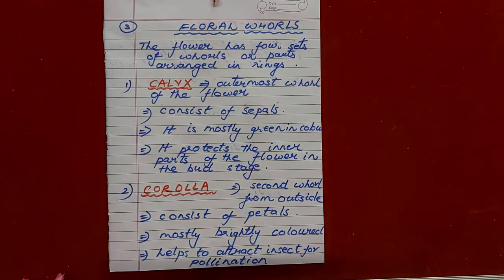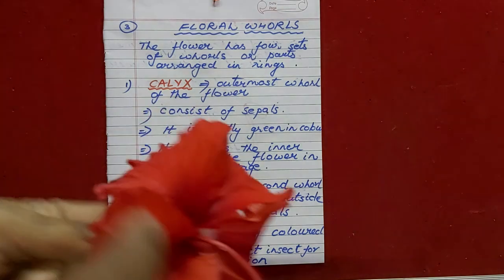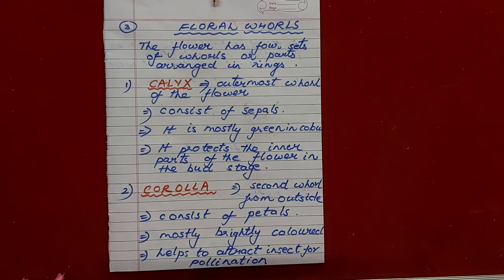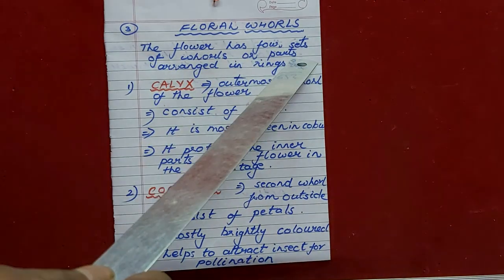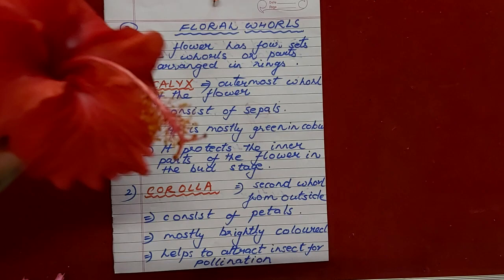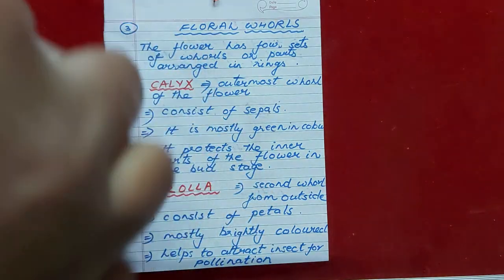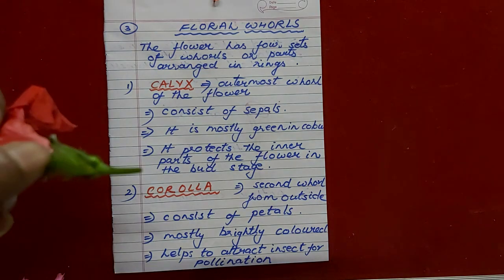The flower has four sets of whorls or parts arranged in rings. Four sets. See this one. Now see this one. The first one is the calyx.